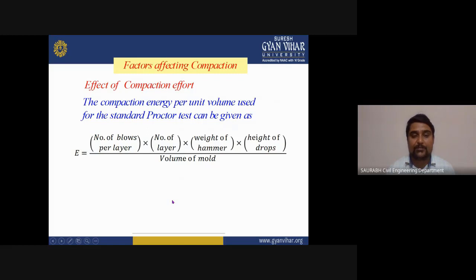Now, effect of compaction efforts. What kind of efforts do you have to use for the proper compaction? As you can see, the compaction energy per unit volume used for the standard Proctor test can be given as E equal to number of blows per layer into number of layers into weight of the hammer into height of drop upon volume of the mold.